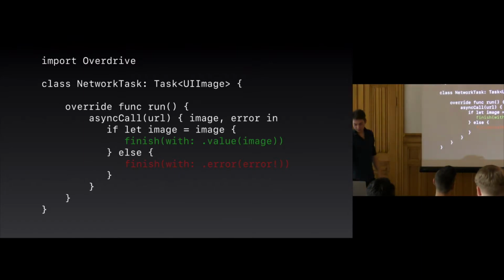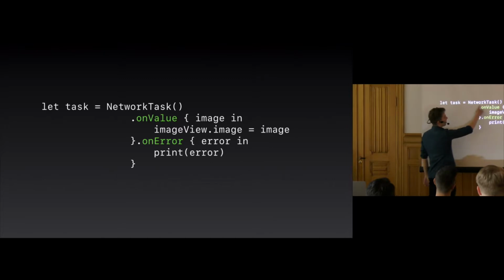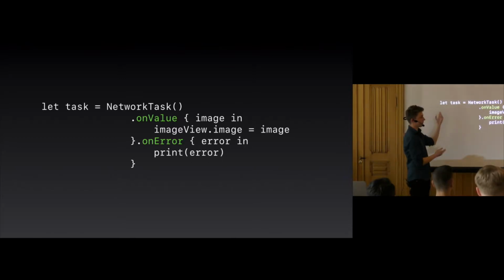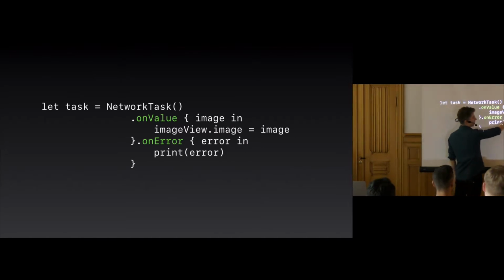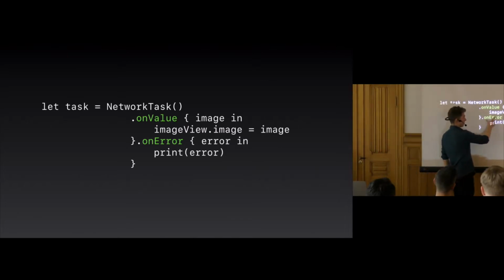When you want to create an instance of your network task, you can just create an instance, and maybe pass down some URL in the example. Since we have these nice completion blocks, you can just use onValue with image in, and this will execute after your task is finished. Since we enforce those types and said that this is a task that returns UIImage, this instance will be an actual instance of UIImage. It will not be some Any or Data or something. It will be the UIImage you were looking for. And if there was an error, this block will be executed and you'll get the error here.